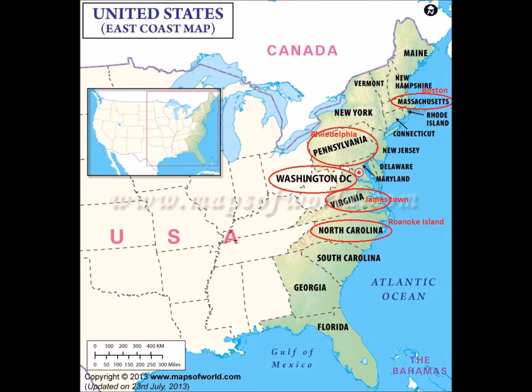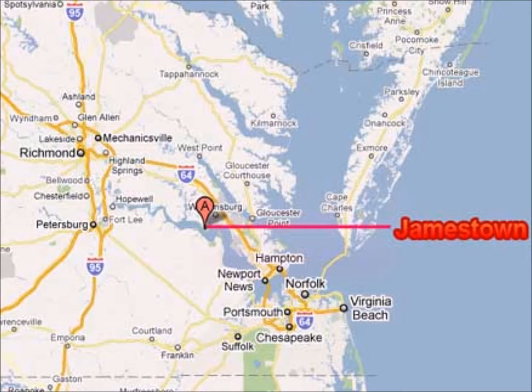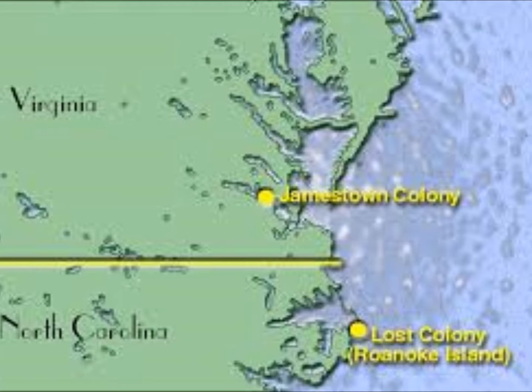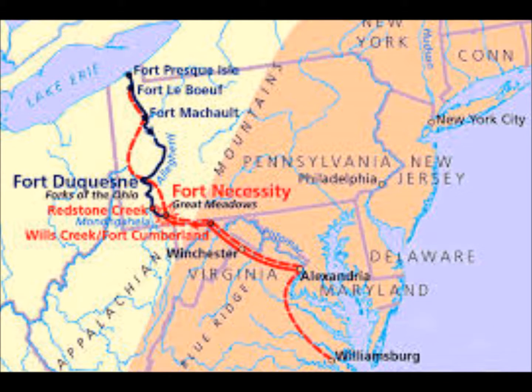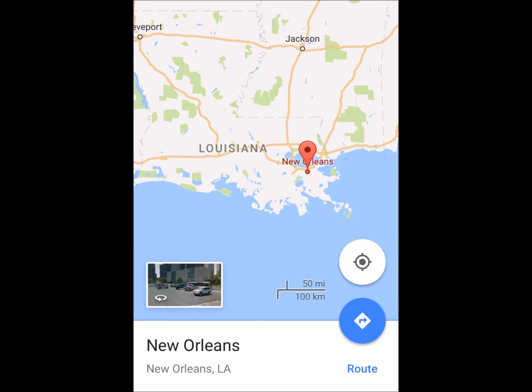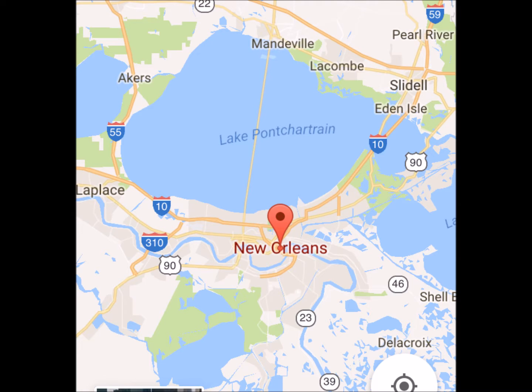On the East Coast, significant geographical points include Jamestown, Philadelphia, Boston, Fort Duquesne, Washington, D.C., and Roanoke Island. Jamestown is on the coast in the Virginias. Fort Duquesne is west of the Appalachian Mountains. New Orleans, Louisiana is in the southeast portion of the United States. It sits on the Gulf of Mexico.